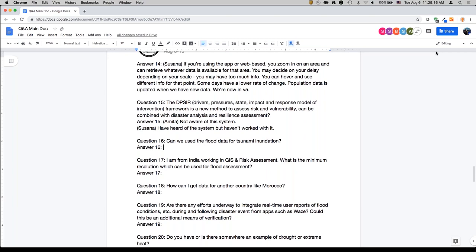Question 16 is about, can we use the flood data for tsunami inundation? So if you use optical data from MODIS or Landsat, they can provide inundation information related to tsunami.